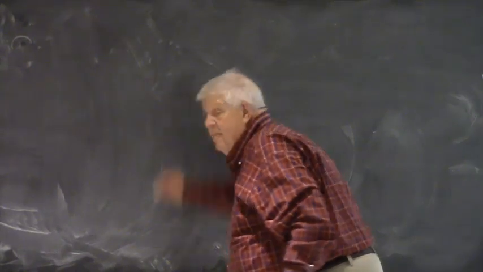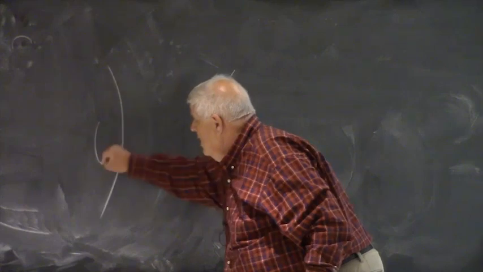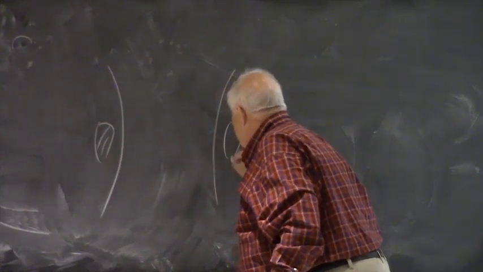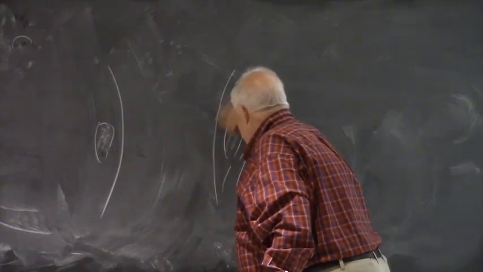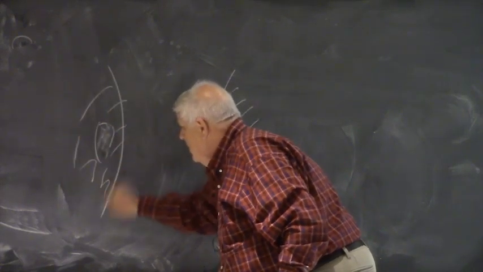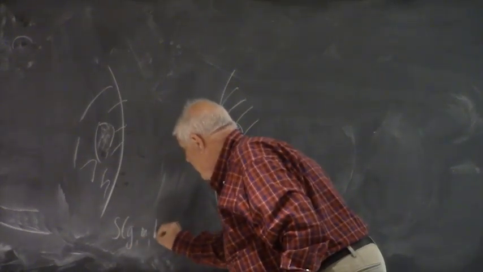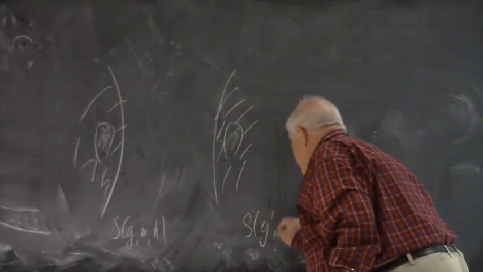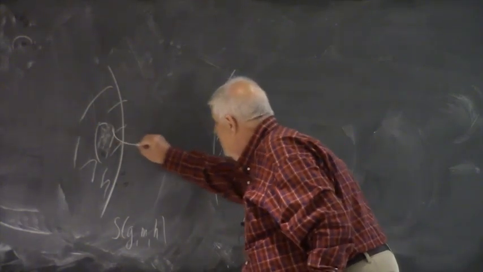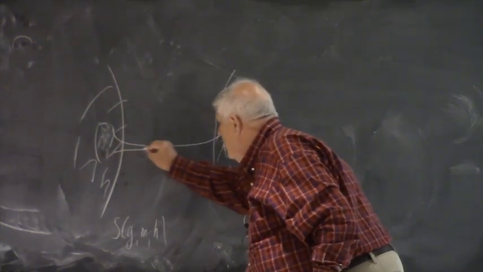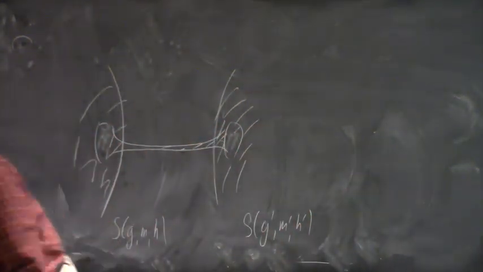consider the last possibility. We have two components of our surface. Hole here and hole here. Better to draw it like this. This is S, G, M, H. This is S, G prime, M prime, H prime. And then we attach a strip like this. What happens?